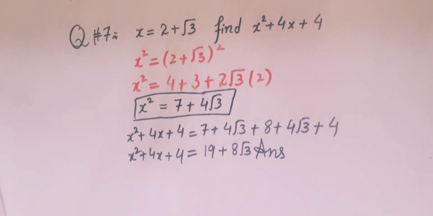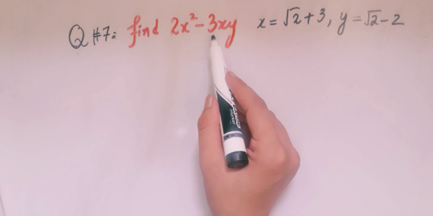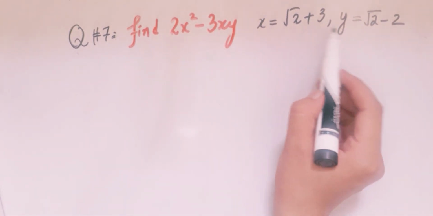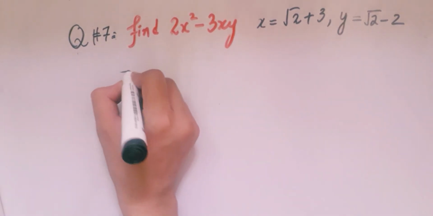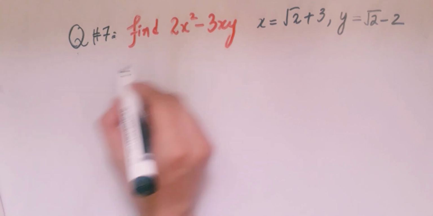Now we will do question number 7, second part. We have to find the value of 2x square minus 3xy, where x is equal to square root of 2 plus 3 and y is equal to square root of 2 minus 2. So how can we solve this? First of all, we will find out x square.